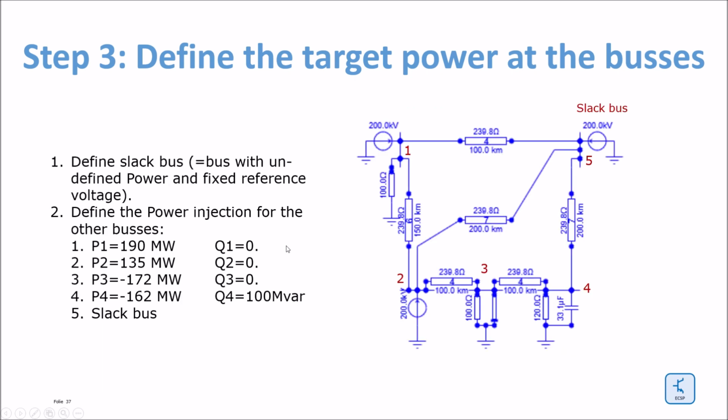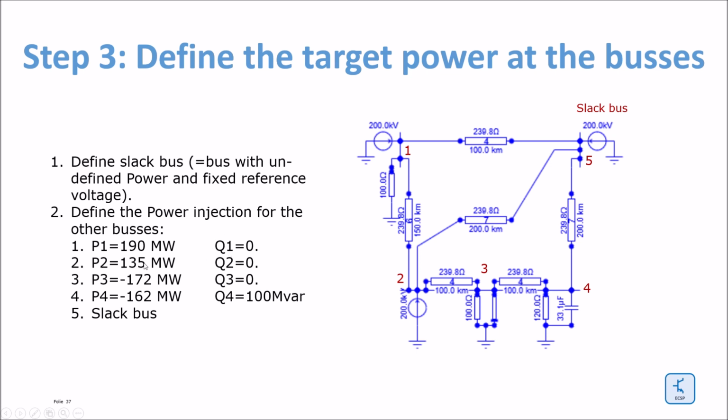What I will do now is define the target power for all the buses: bus number 1, bus number 2, 3, 4 and 5. This is the power I want to supply to each bus so that all the buses, at the end of the day, really get the power they need. I have decided that for bus number 1 I want to inject 190 megawatt by the generator which I have connected to this bus. I do not want to inject reactive power.